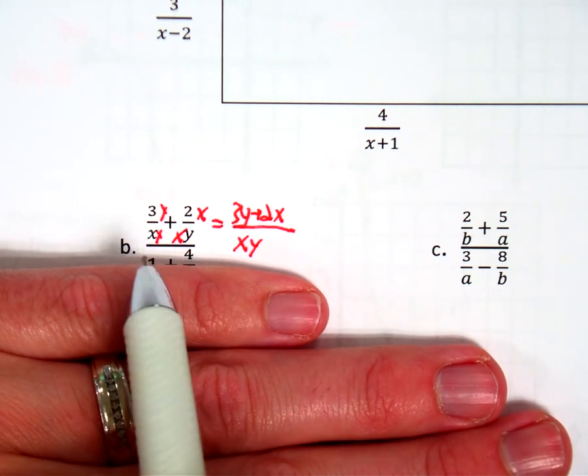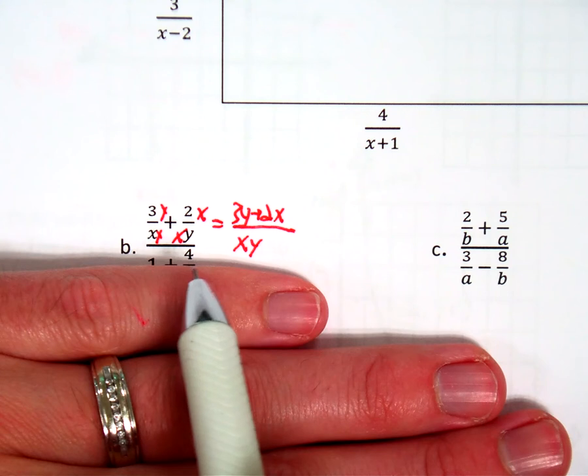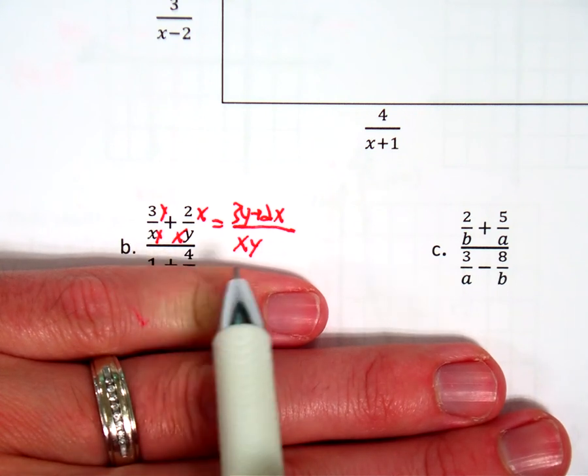Okay, pretty easy. It's just one thing, x, y. So just multiply together. Common denominator should be xy. This one needed a y. This one needs an x.